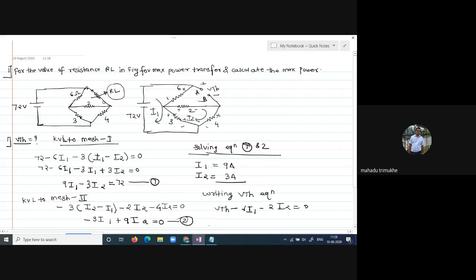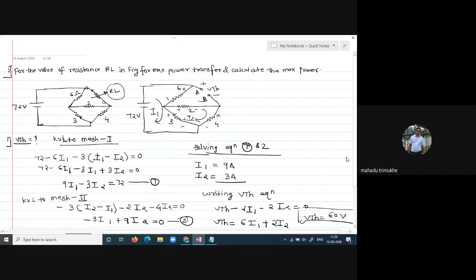So you will get VTH is equal to 6 I1 plus 2 I2. I1 and I2 you already calculated, that is 9 and 3. Just put them over here and then you will get VTH. What is VTH? 60 volt. Yes, VTH is your 60 volt. That is the way we have calculated VTH.